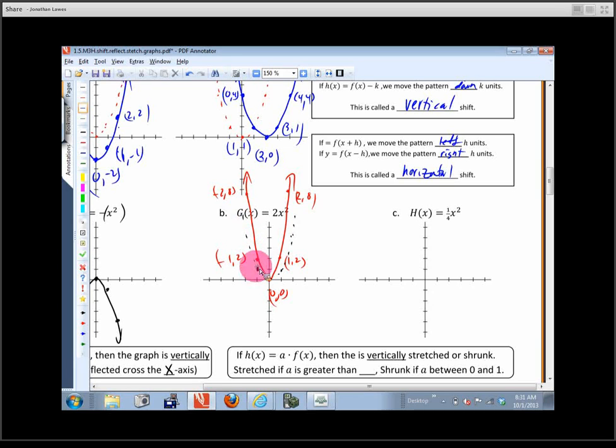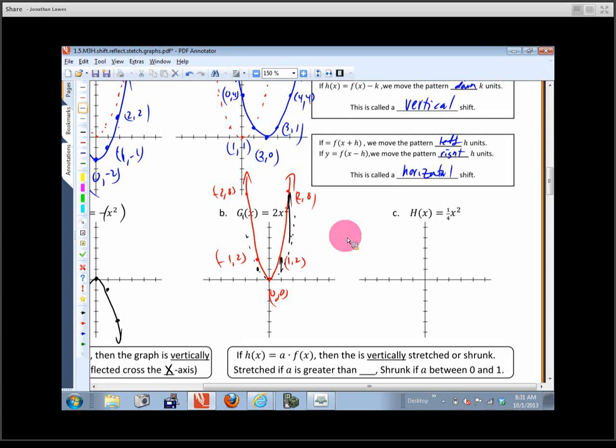Does it look like each one of these points was made twice as tall? So what we call that is a vertical stretch. We took the points, and everybody watch please. Some people will look at this and say it made it narrower, made it skinnier. That's not the right way to think of it. What happened was it took all the points and made them twice as tall.